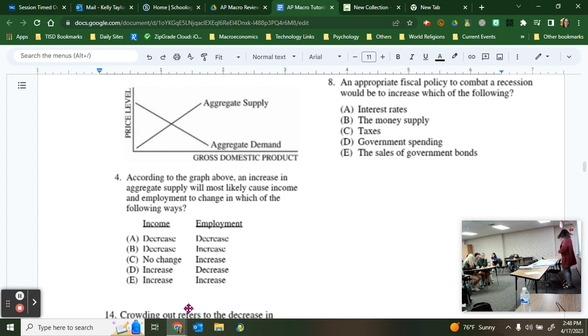So income is going to go up because GDP is going up. And if GDP is going up, so is employment. There's going to be more jobs. So both of these are going to increase. So it should be increase, increase, which is letter E.